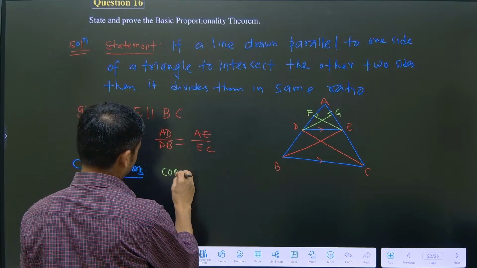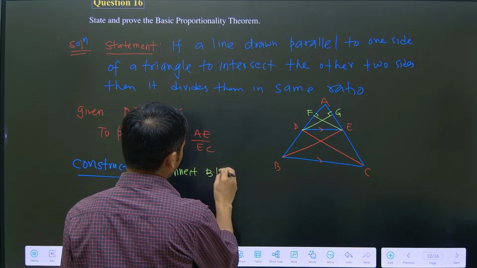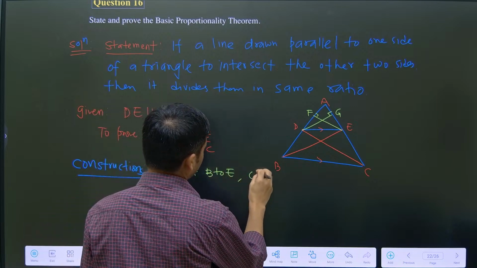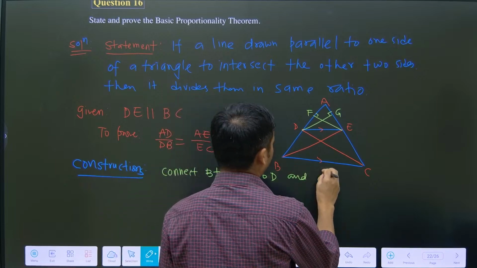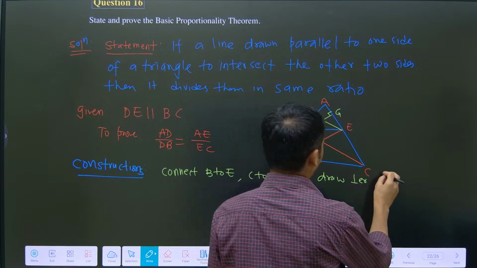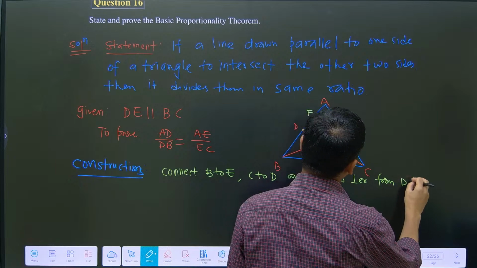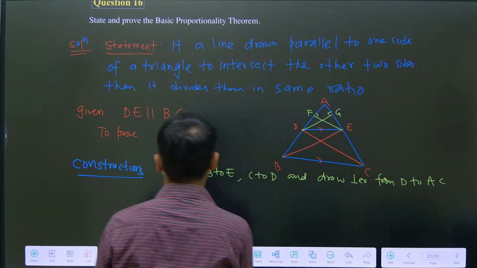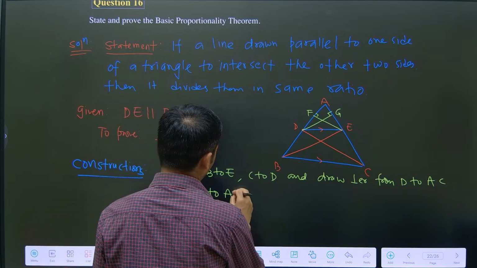Connect B to E, C to D, and draw perpendicular from D to AC and E to AD respectively.